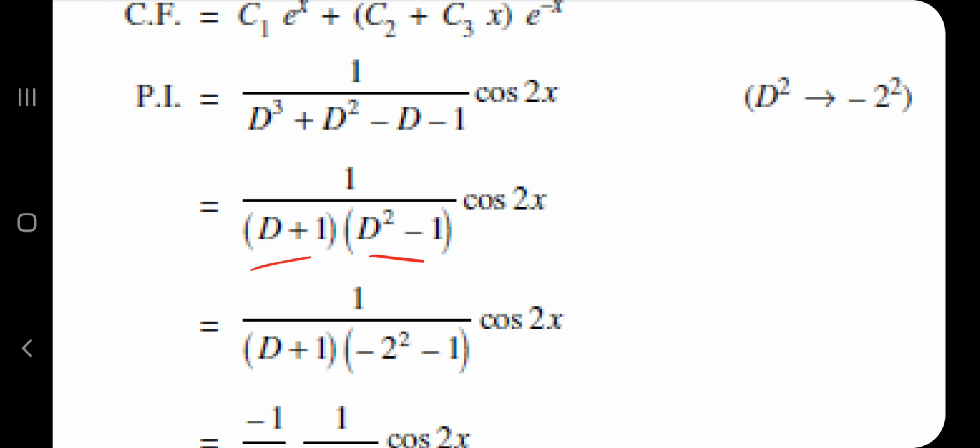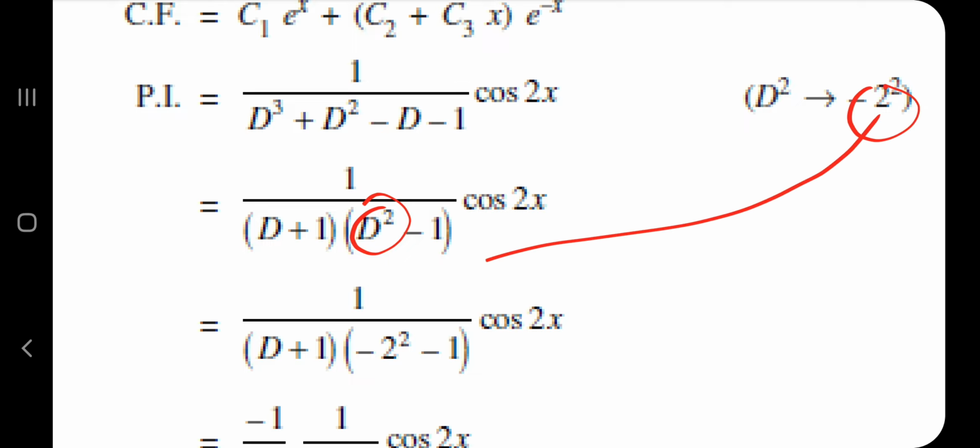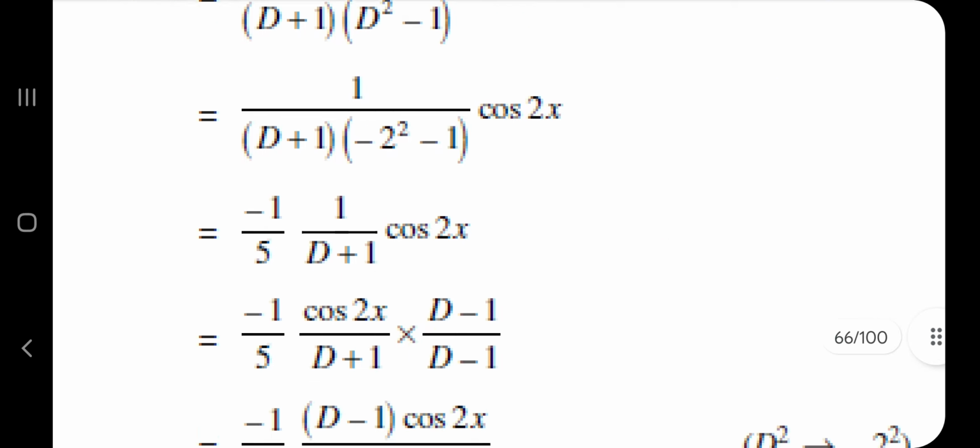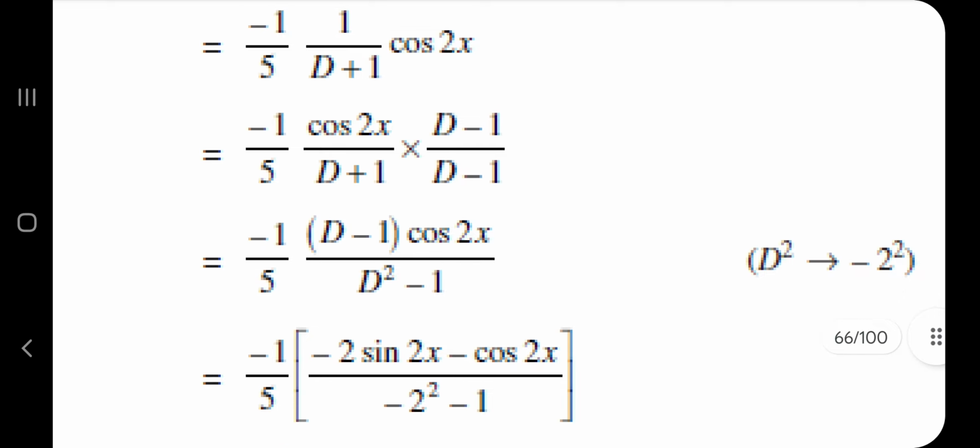Here one formula is there. The d value is nothing but 2. So d square can be written as minus 2 square. In the place of d square, I will substitute minus 2 square. Fine. So if I write it as minus 2 square, I'll get the equation as follows, and I'll be normalizing it.